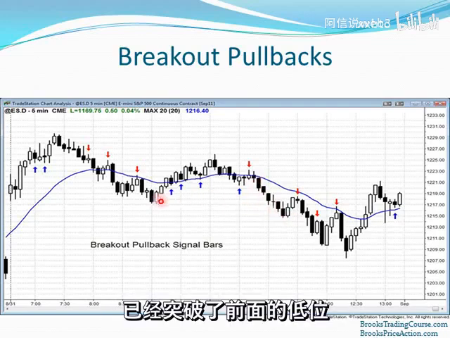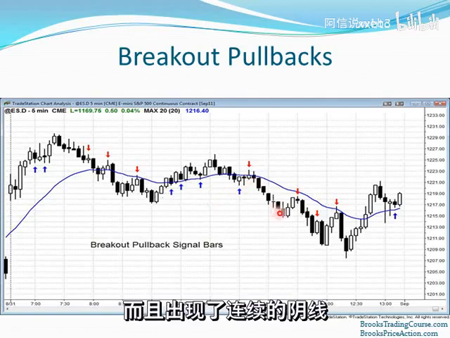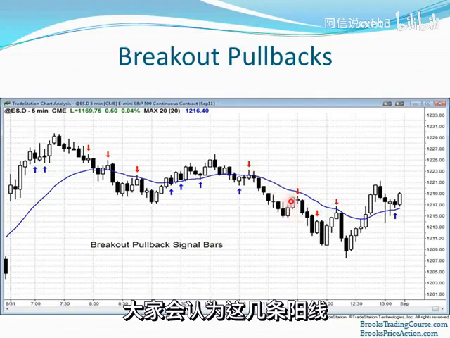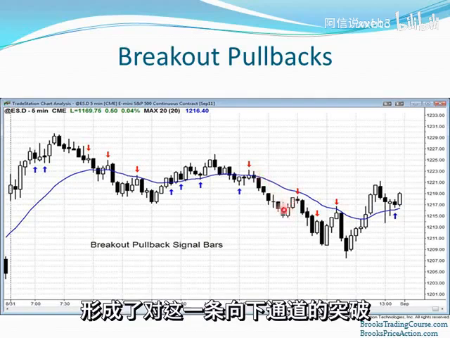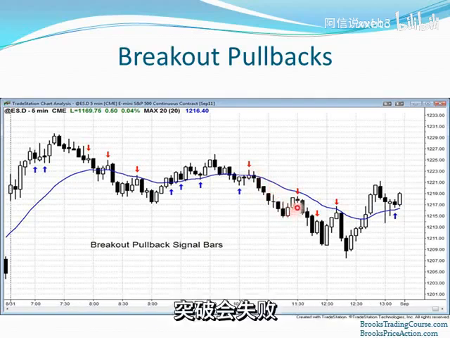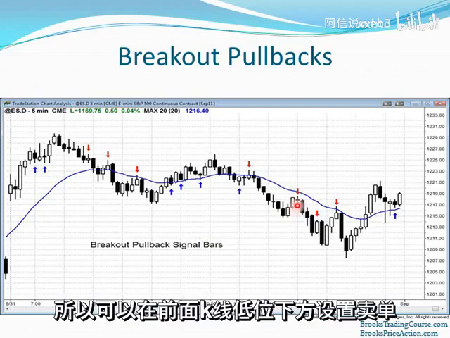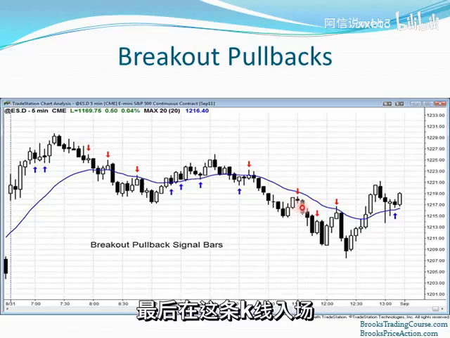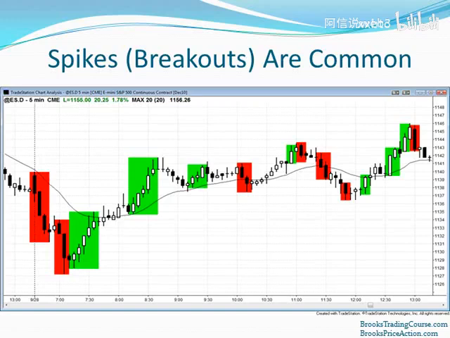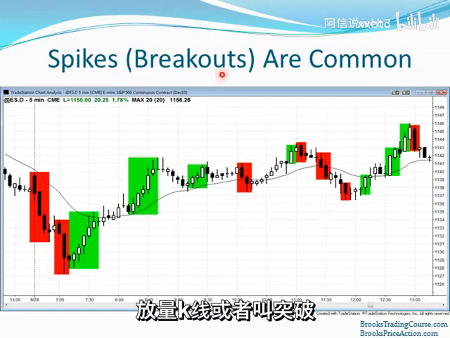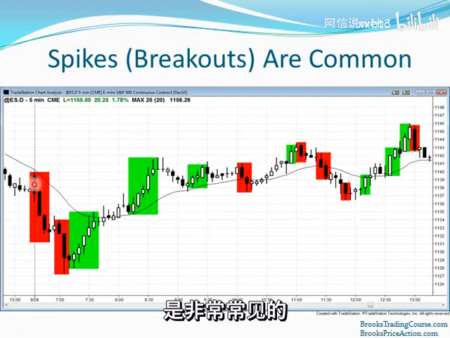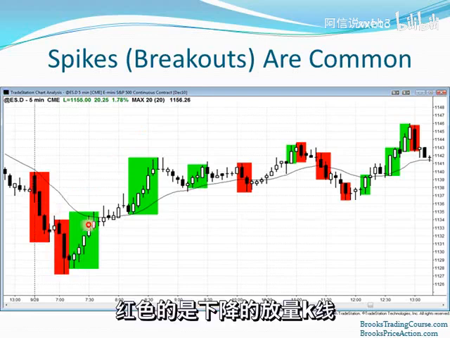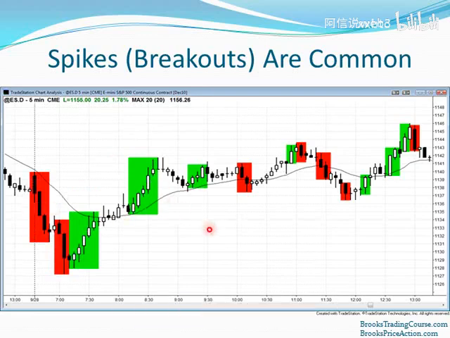We're breaking out below the prior low, and we have a series of bear bars. We have a bear micro channel, and traders will expect the bull breakout of the bear micro channel in the bear trend to fail, so they'll look to short below the low of the prior bar. Here's a pullback. They'll place a sell stop at 1 tick below its low and get filled there. Spikes, which are breakouts, are common. We have bear spikes in red and bull spikes in green.